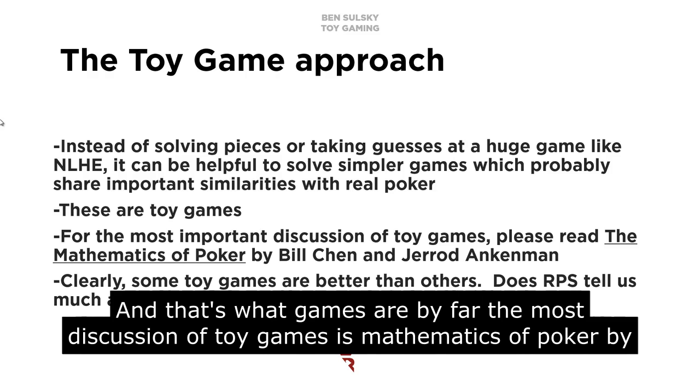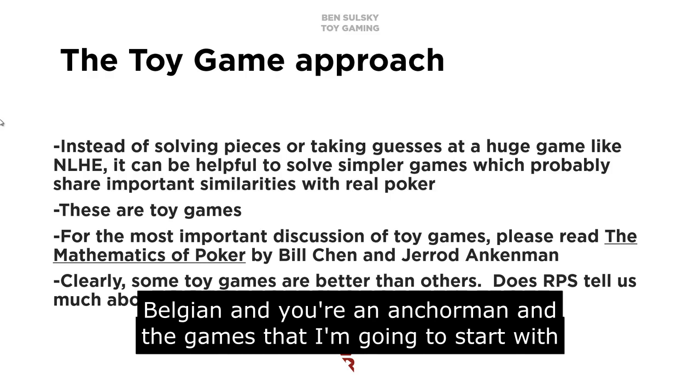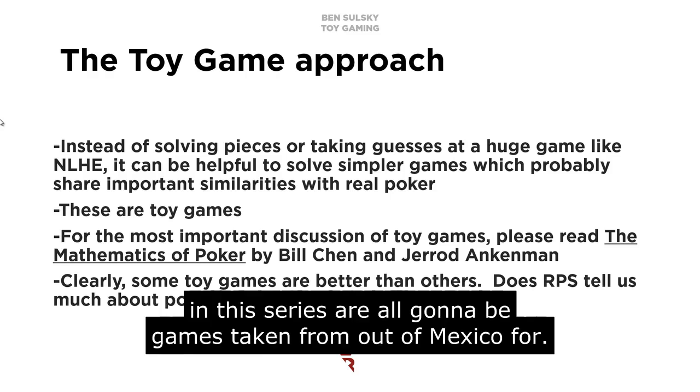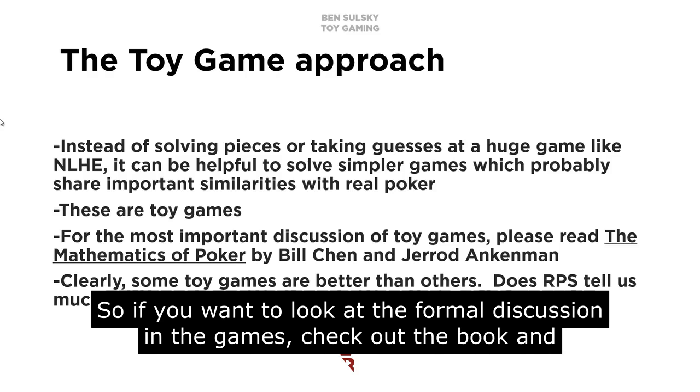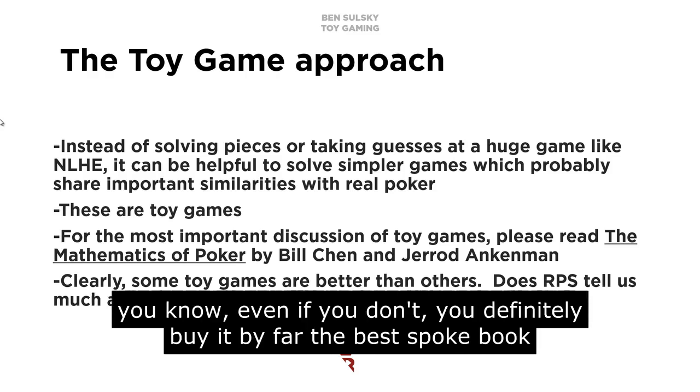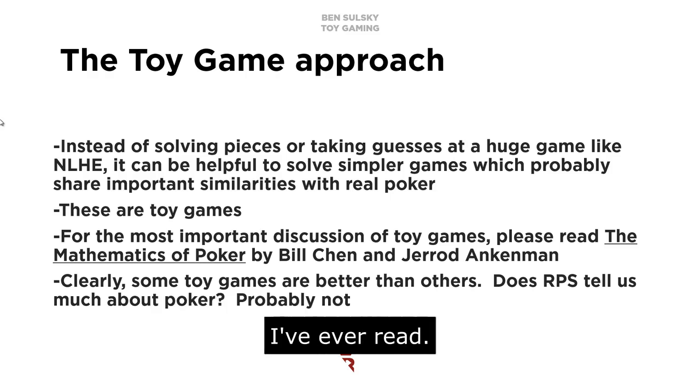By far, the most discussion of toy games is in The Mathematics of Poker by Bill Chen and Jared Ankenman. And the games that I'm going to start with in this series are all going to be games taken from Mathematics of Poker, so I'll cite that book repeatedly. If you want to look at the formal discussion of the games, check out the book. And even if you don't, you should definitely buy it. It's by far the best poker book I've ever read.